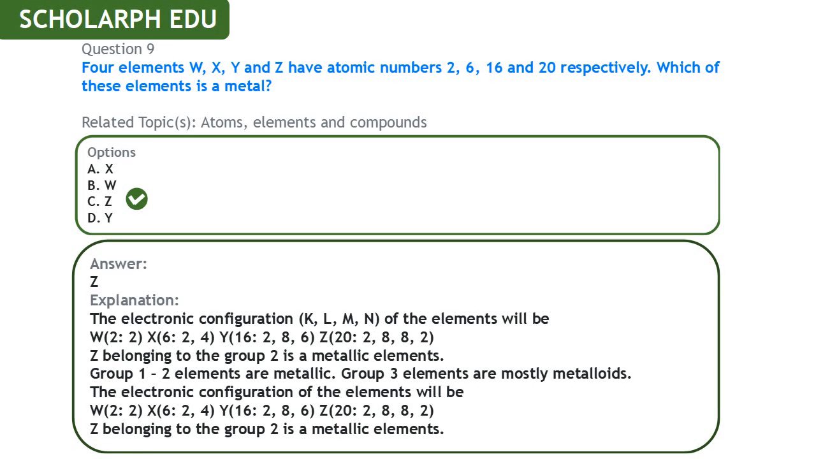And if you look at the other one, X is in group 4, which is not a group of metals. All right, Y is in group 6, no. But if you look at this 20 here, the last number in the configuration is 2, meaning that this element belongs to group 2. So this Z belonging to group 2 is going to be a metallic element, because group 1 and group 2 elements are metallic, except for hydrogen in group 1. So this element Z here will be a metal.